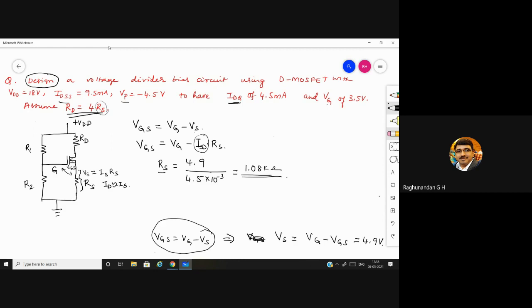Okay, now once RS is found, can we find RD? Yes, sir. It's 4 times RS. 4 times RS. 4 into 1.08 kilo ohm.